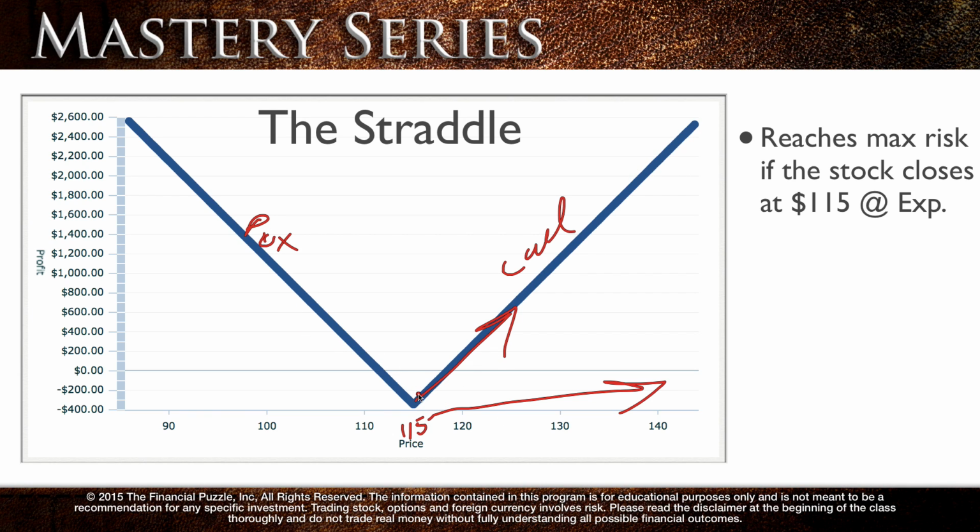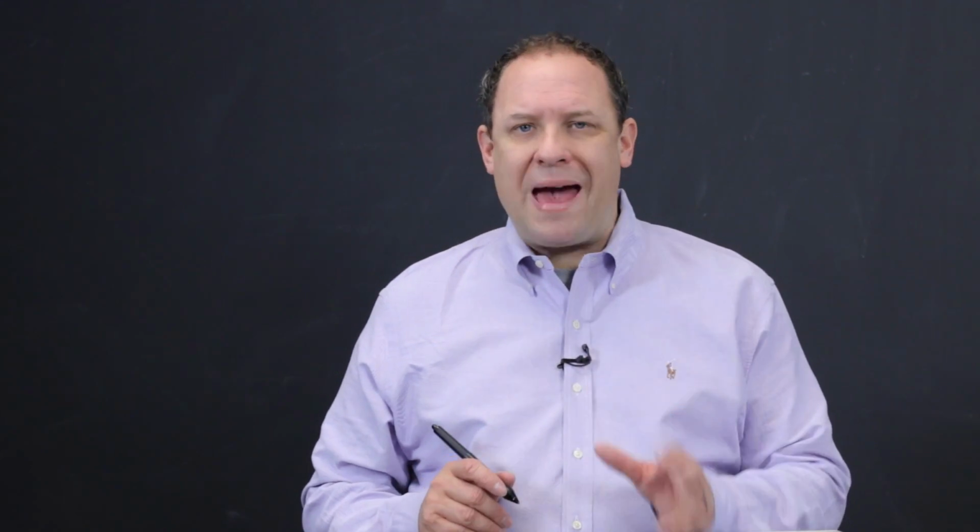And then, of course, the only way you could reach absolute maximum risk is if at expiration, this trade expired exactly at $115. It's the only way. If it's at $115.50, you won't reach maximum risk. If it's at $114.50, you will not reach maximum risk. The only way you can reach maximum risk is if it actually closes exactly spot on the actual strike price there. Again, that's called the straddle.